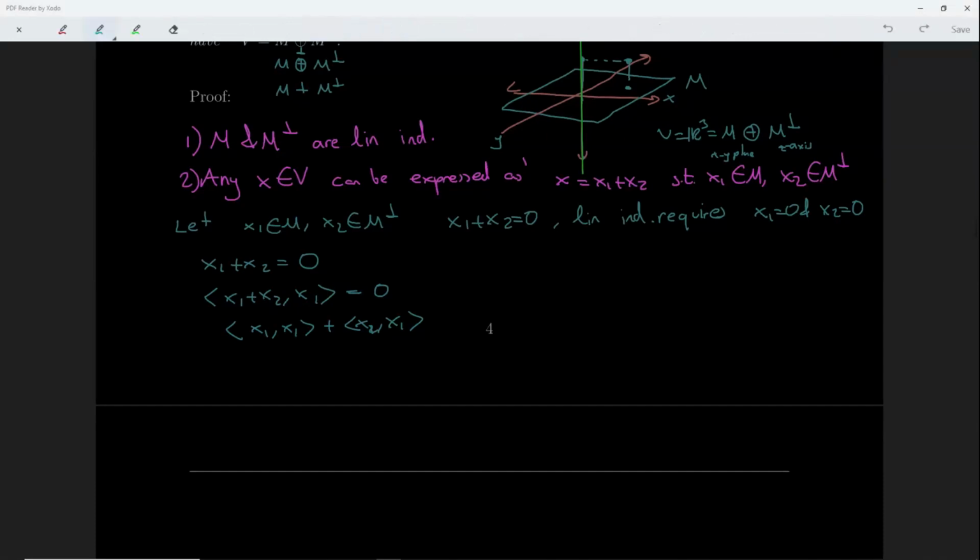According to our assumption over here, where x1 is in M and x2 is in M perpendicular, what is the second term over here? The inner product of x1 and x2, if x1 is in M and if x2 is in M perpendicular.